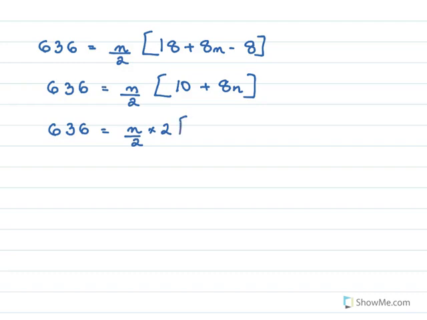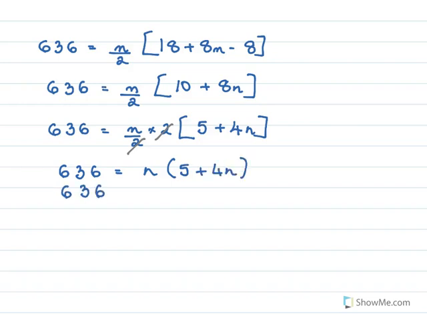So 636 equal to n by 2. I will take 2 common out. So if I take 2 common out, from the 10, 5 will remain, and from the 8n, 4n will remain. And these 2 will cancel out. So what remains now is 636 equal to n into 5 plus 4n. So 636 equal to 5n plus 4n square. I've taken the n inside the bracket. So 0 equal to, I'll just rearrange this, 4n square plus 5n minus 636.